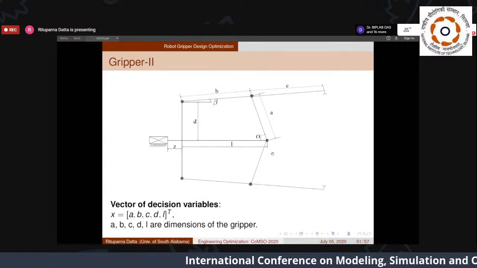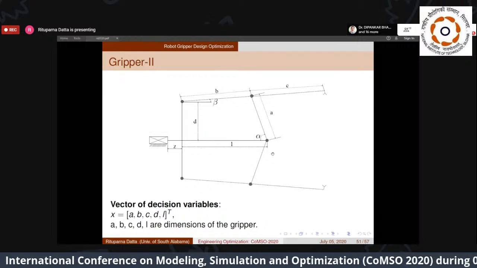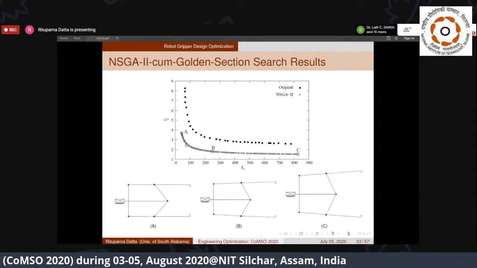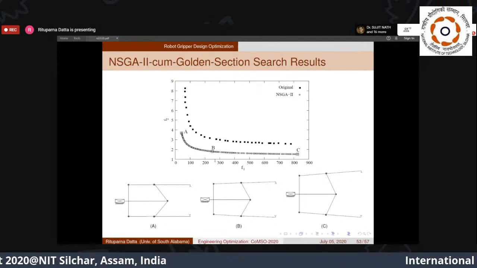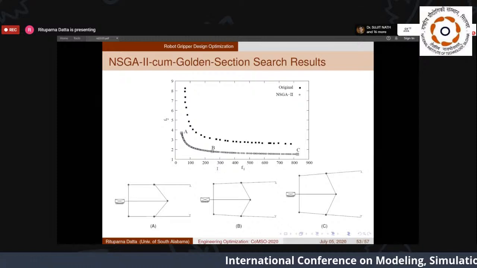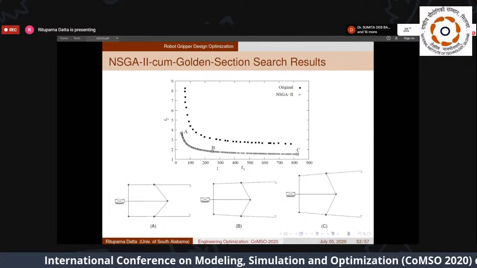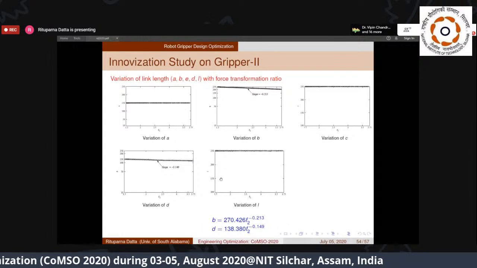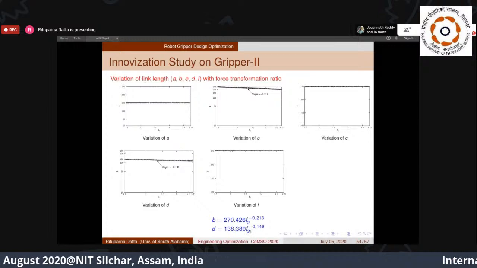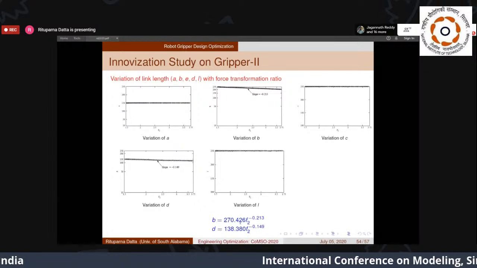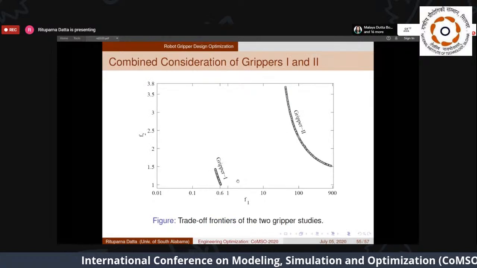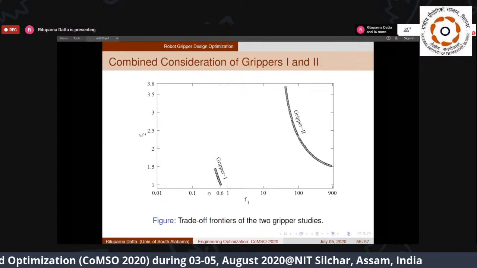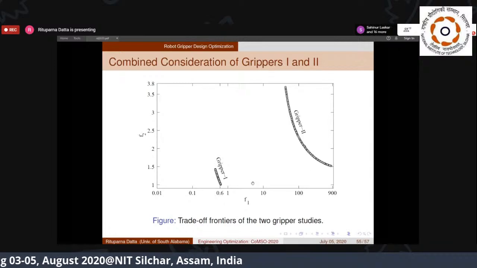A similar study was also done for another gripper. Here also we have plotted two extreme and one intermediate point, and here we can see that they look different. And then we performed the innovization study, and we have seen that some of the variables are fixed, some are changing, and then we have found the approximate relationship to help the decision maker. And then we have compared both the grippers, and we have shown that gripper one is better than gripper two.